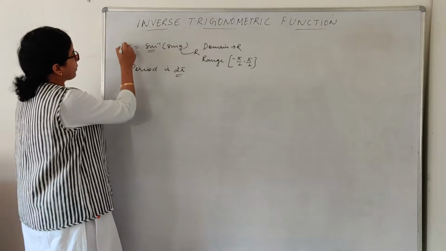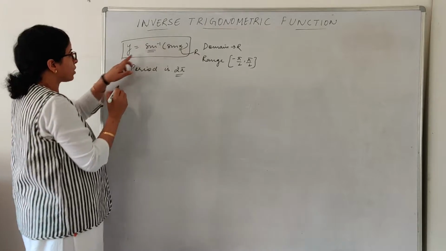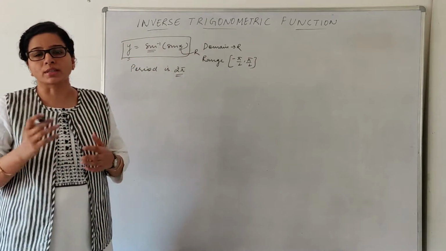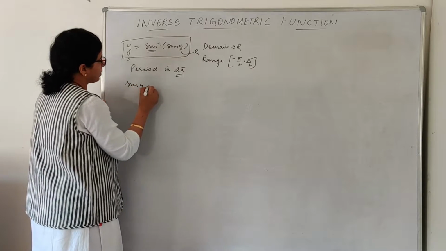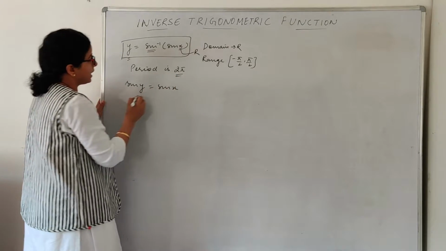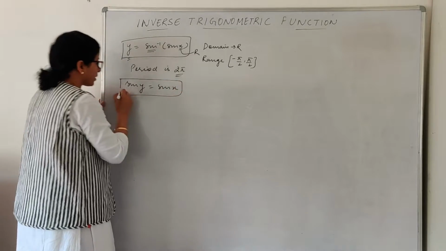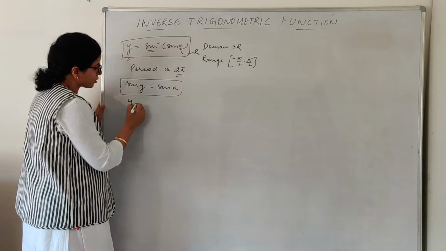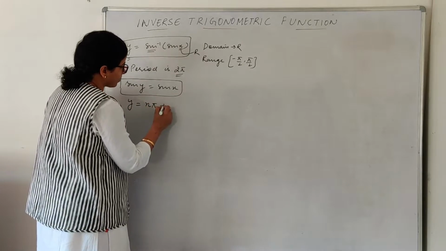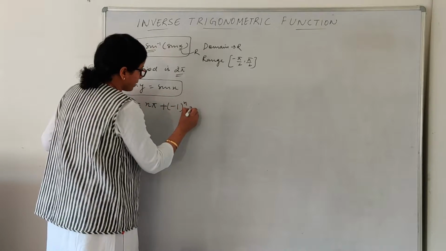Now we have to solve this equation. Once we solve this equation, then we can give values to x and y and we can draw our graph. So sin y is equal to sin x. Now see, this is my trigonometric equation. I will write the general solution to it. So what is the general solution? y is equal to n pi plus minus 1 to the power n x.